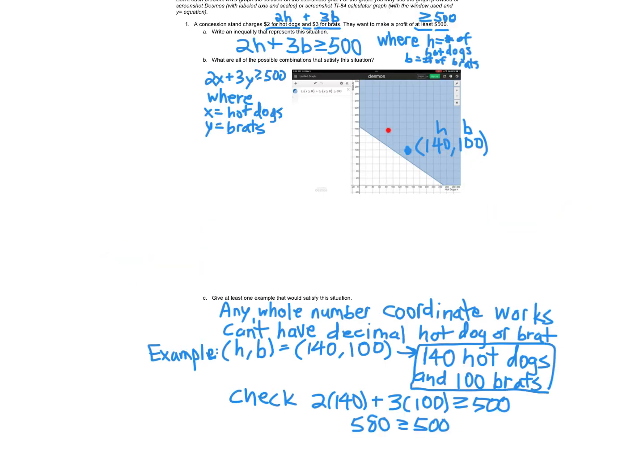Again, you can pick any whole number coordinate as long as it's a positive whole number coordinate. Again, can't have decimals because you're not going to sell a partial hot dog or a partial brat. In some cases, it is possible to have decimals, but it all depends on the context. So the rest of these are going to look something similar to this. Again, you can use this restricted domain to make your graphs accurate and correct. Let's go ahead and try the next one.